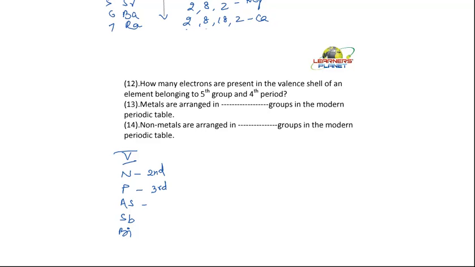So this is your second period, this is the third period, this is the fourth period, the fifth and the sixth, right? Now here in the second period, how many electrons would be there? There would be 2 and 5, that is equal to 7 electrons. Here it comes out to be 2, 8 and 5. It would be how many electrons? 15 electrons.